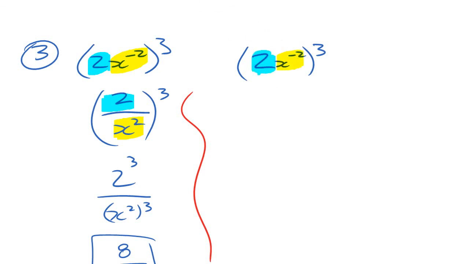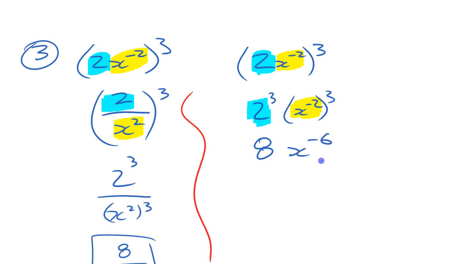If you have 2 things in there like that to the 3, you could just make each of them to the power of 3. 2 to the 3 and x to the negative 2 to the 3. That's the other way you could start, right? You could do each of those things to the 3. If you do each of those things to the 3, then just write out what each of them is. 8 x to the negative 6th.